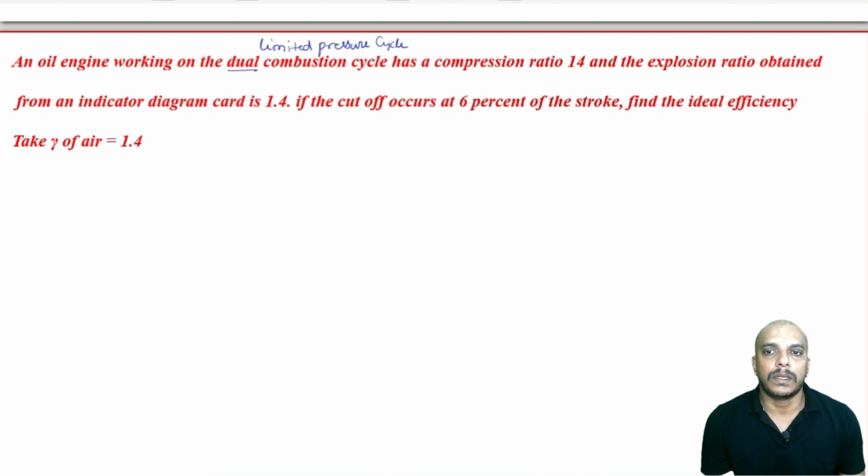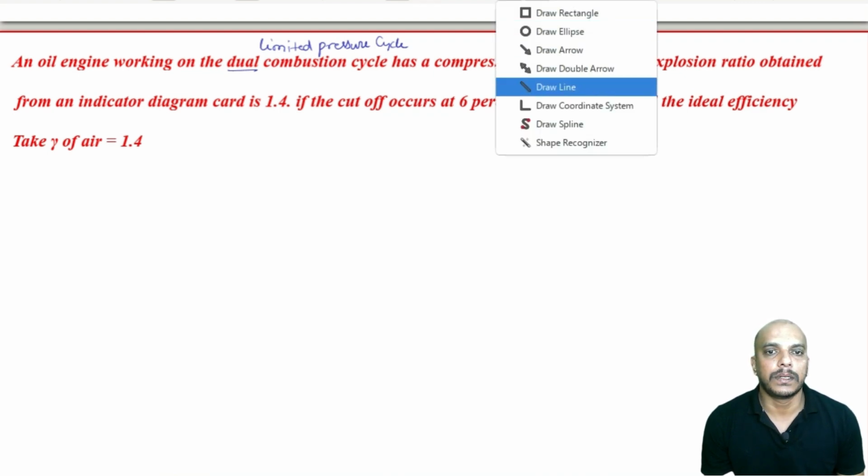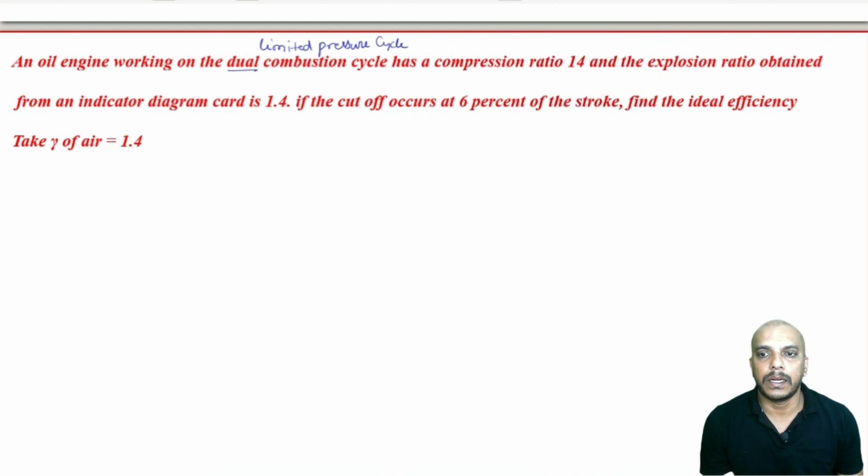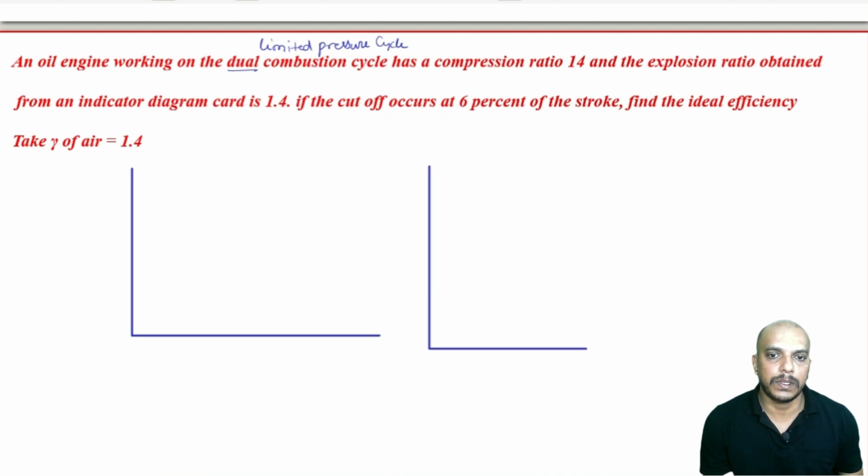So, the moment we see that it is a dual combustion cycle, we can write the PV and TS diagram. It will carry weightage for the marks. So, we will write the PV and TS diagram of a dual cycle. So, pressure versus volume, reversible adiabatic compression.